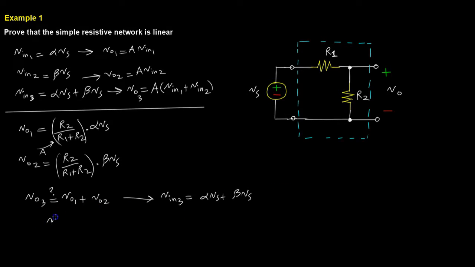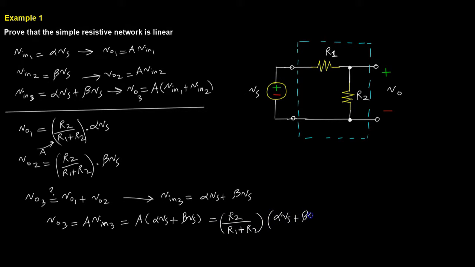And the question is, when we do that, so we know that's going to be the form VN3, and A is going to be, let me just continue to write everything out, so alpha Vs plus beta Vs. So we know what our system factor is. It's going to be R2 over R1 plus R2, simple voltage divider. And we have our alpha Vs plus beta Vs. And writing all that out, we have alpha Vs times R2 over R1 plus R2. Okay, so that's our final answer.